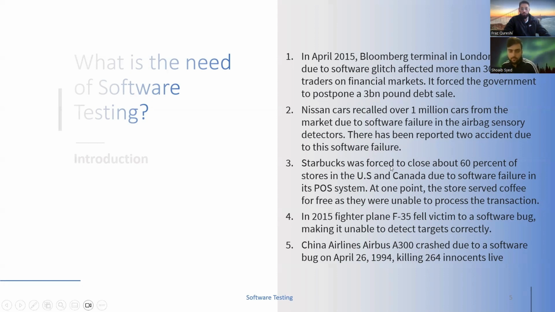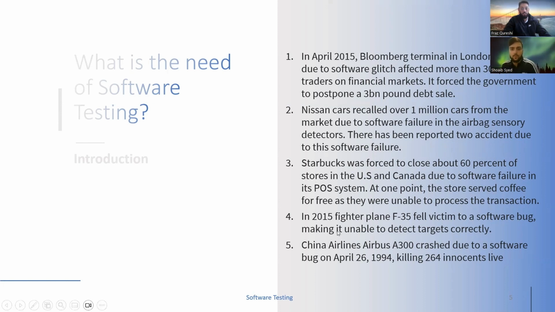Similarly, Starbucks was forced to close about 60% of stores in the US and Canada due to software failure in its point of sale system. At one point, the stores served coffee for free as they were unable to process the transactions. So you see, there's not just the loss of money, but there's a loss of reputation as well.